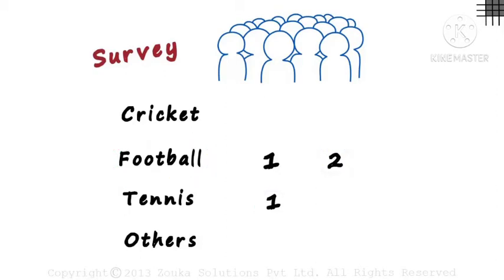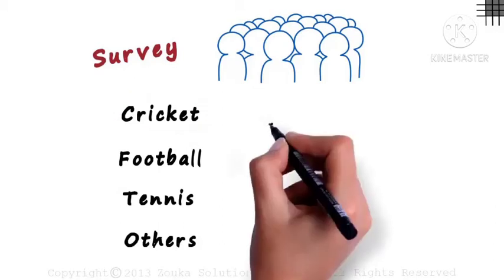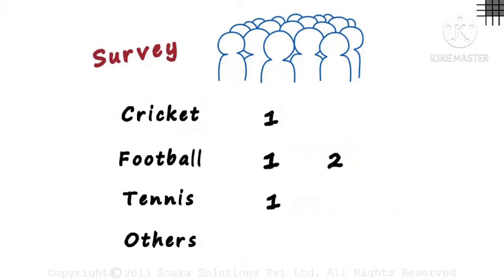The next guy says cricket. So you write a 1 here. The next guy also says cricket. So you write a 2 here. So out of the 5 people surveyed, 2 like cricket, 2 like football, and 1 likes tennis. Then someone else says baseball, and then someone else says football. What do you notice? It gets a bit tedious and is not the best way to take a survey.